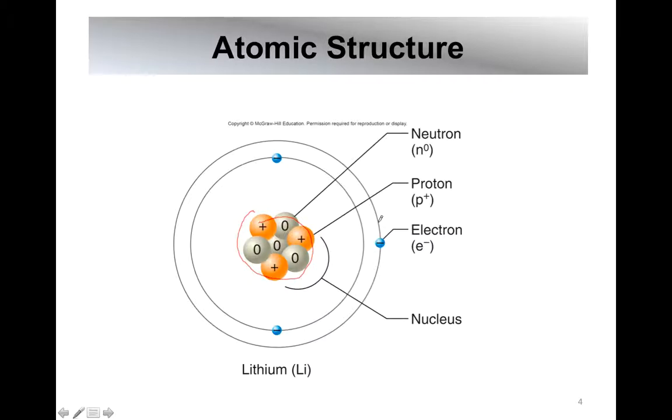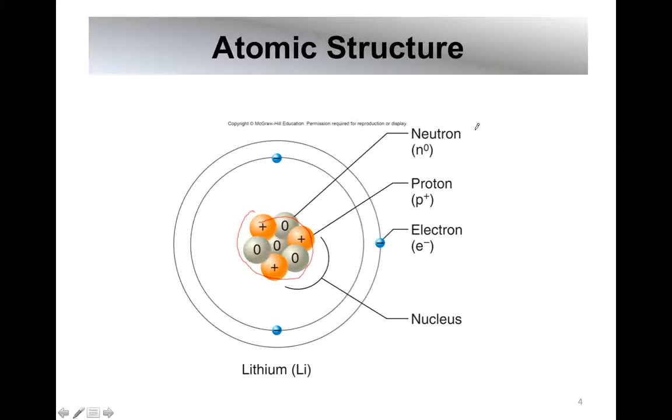They're found in these energy shells, but they're not in this nice fixed pattern. They're found in these orbitals that go beyond the scope of this class. Okay, so for our purposes, we want to know that neutrons and protons are found in the nucleus. Electrons are found outside of the nucleus.